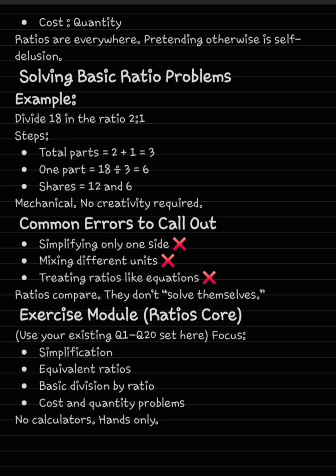Common errors to avoid. As you work with ratios, you must remain vigilant against these typical mistakes. Partial simplification: you must always perform the same operation on both sides of the ratio. Mixing inconsistent units. You cannot compare different units directly, like meters and centimeters, until they have been converted to a common unit. Confusion with equations. Ratios are comparisons of value. They do not solve themselves like algebraic equations.